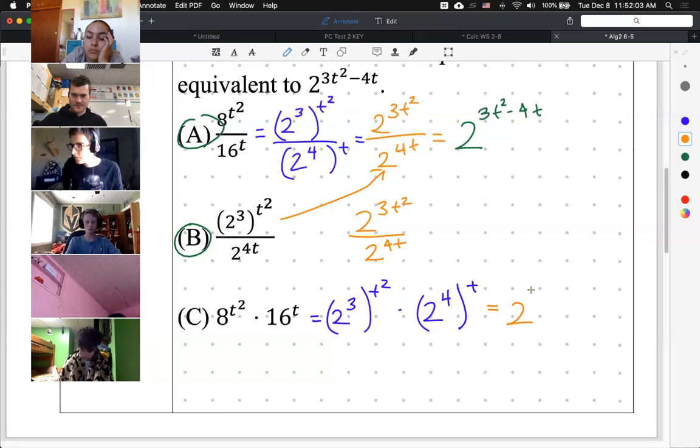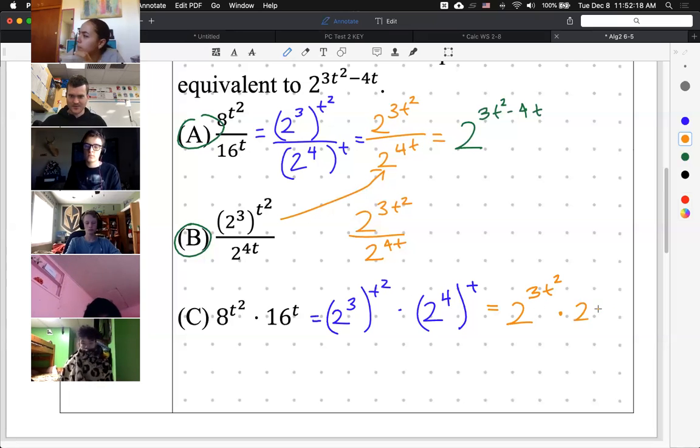3t to the power of 2. Exactly, 3t squared. You just kind of squish them together. Nice. And then you do the same thing over here. Can you do that for us as well? It's going to be 2 to the power of 4t. 4t. Thank you.